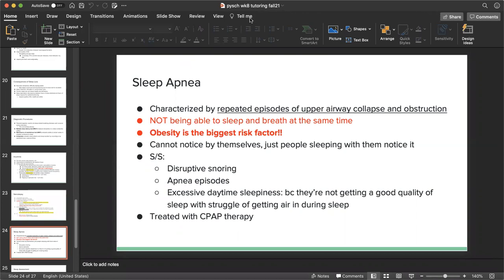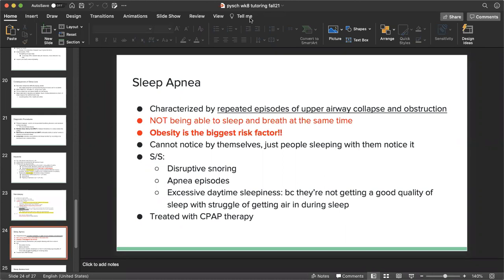People with sleep apnea can't notice it by themselves, of course, because they're sleeping. So just people sleeping with them notice it. Like if they have a spouse, their spouse will become concerned because they just stop breathing while they're sleeping. Some signs and symptoms of sleep apnea are disruptive snoring, apnea episodes, and then excessive daytime sleepiness because they're not getting a good quality of sleep with the struggle of getting air in during sleep.